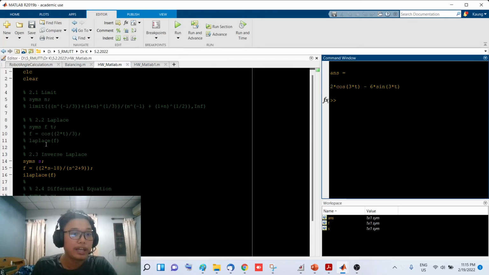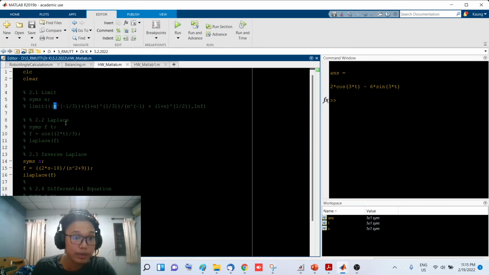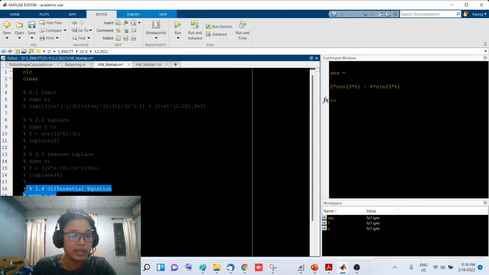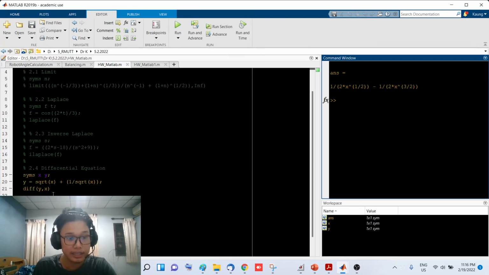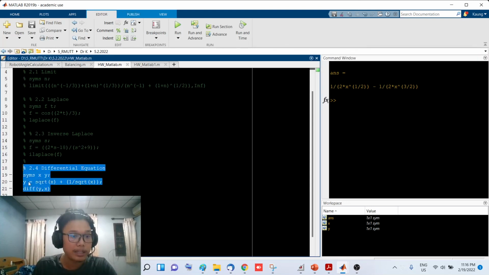But we have to know that if we write the system with unknown variables, we have to declare them with syms and the variable name, because it is important. If we don't declare the variable like this, we can't get the output. Okay, and another one is for the differentiation. I will run this one. This is the answer for the derivative of this equation.